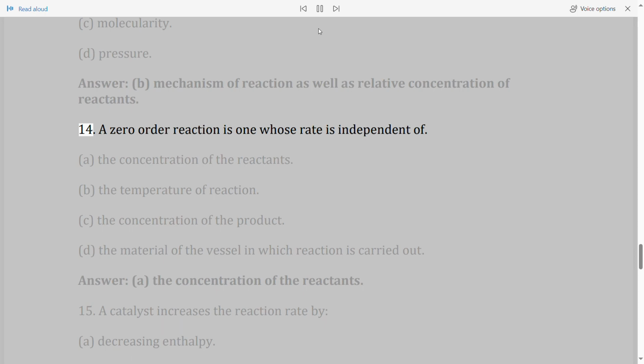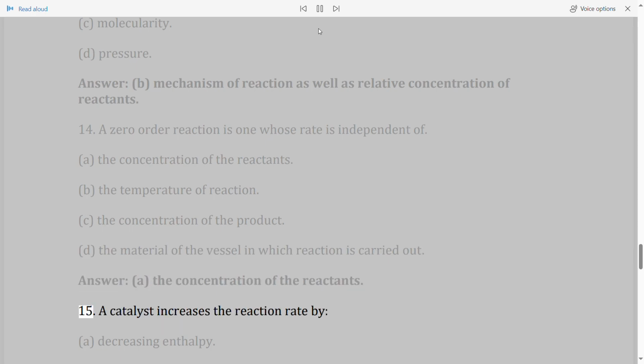15. A zero-order reaction is one whose rate is independent of A. The concentration of the reactants, B. The temperature of reaction, C. The concentration of the product, D. The material of the vessel in which reaction is carried out. Answer A. The concentration of the reactants.